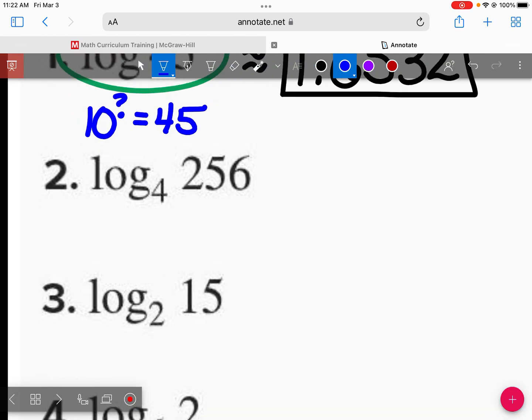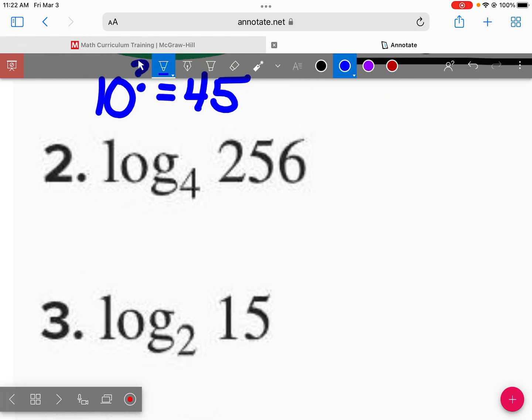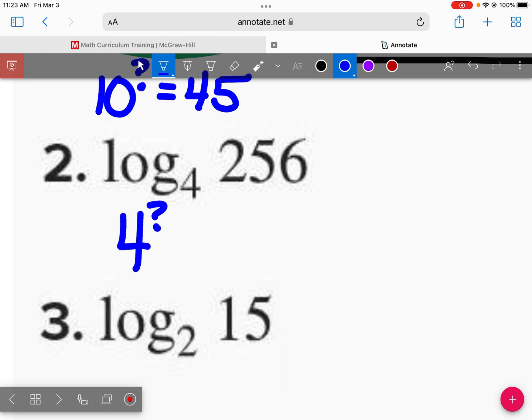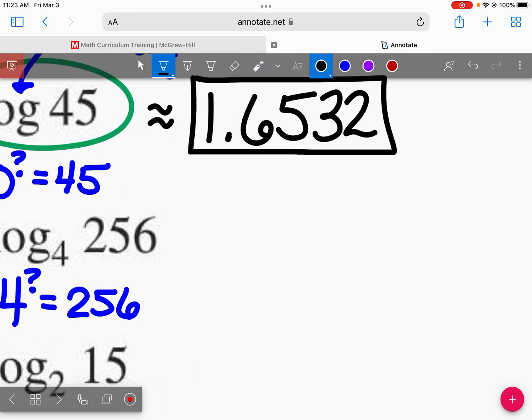What question is number 2 asking me? If I was to think about it in the same way that I wrote 10 to some power equals 45, what is number 2 asking me to find? What's the base on this log in number 2? 4. So 4 to some power equals 256. Is that one that we could figure out without a calculator? Maybe. Not square rooting.